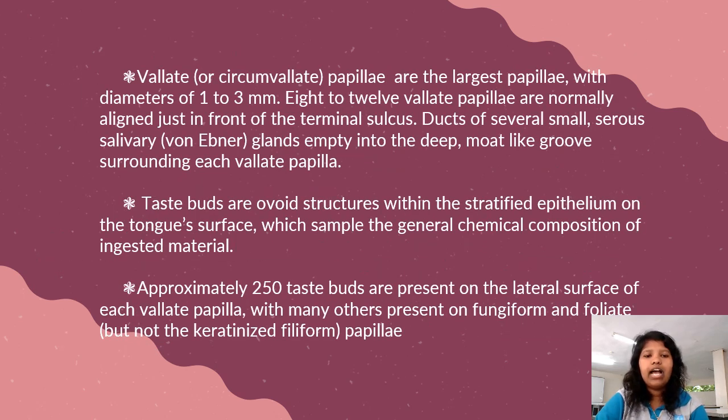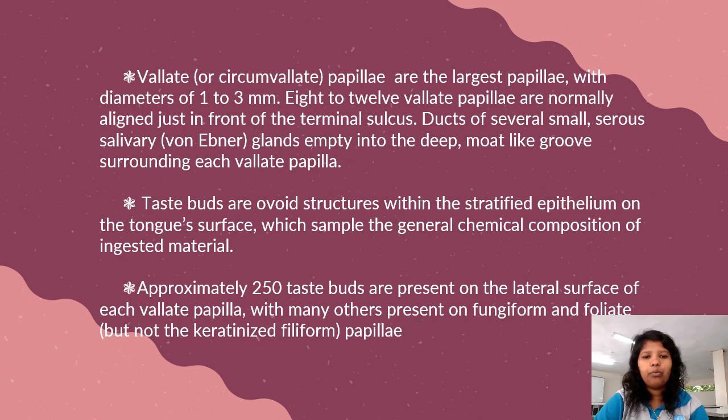Vallate papillae, another name for circumvallate papillae, are the largest papillae. Their diameter is 1 to 3 millimeters. 8 to 12 vallate papillae are normally aligned just in front of the sulcus terminalis. Ducts of several small serous salivary glands empty into the deep moat-like groove surrounding each papilla.